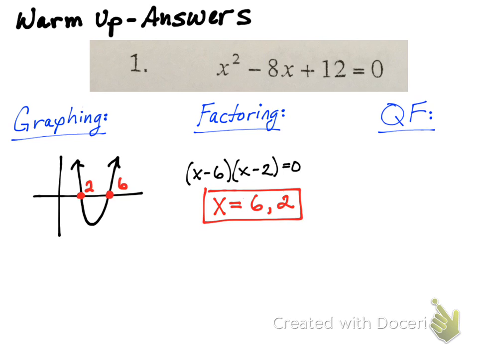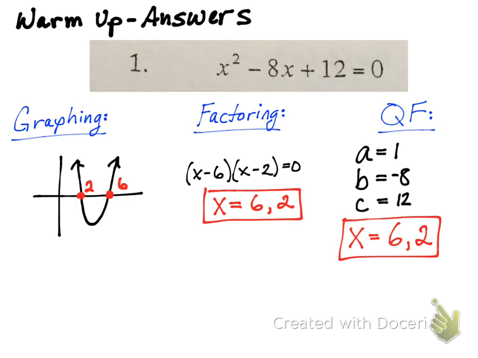If you do the quadratic formula, you're going to put in a, b, and c, where a is 1, b is negative 8, and c is 12. Then after putting that into your calculator, using the quadratic formula, you'll get answers also 6 and 2. Those are your 2 solutions to the quadratic equation. Also remember, when you have an x squared equation, you should be looking for 2 answers as well.